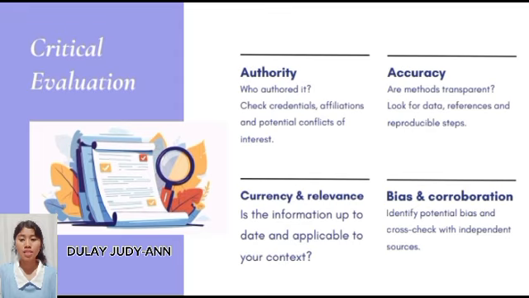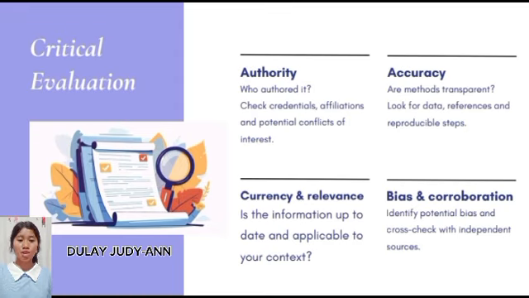Accuracy means your information is correct, supported by facts, data, and evidence. For example, a research paper with citations, a book with a bibliography, and news with evidence. Currency and relevance. Currency means how new or updated your information is. Relevance, if it's useful for your topic. For examples, a 2026 report about technologies and newly updated textbooks.